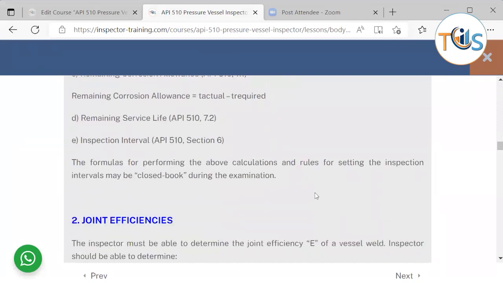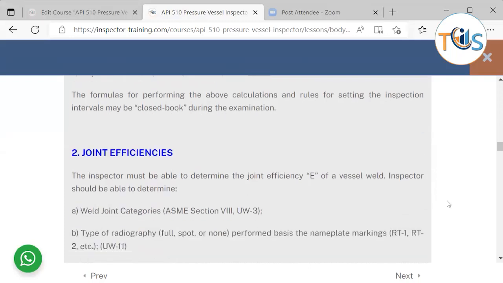So based on the corrosion rate, so that's normally say 1 mm per year, you can see how much corrosion allowance is left, and depending on the corrosion rate, you can do a simple division and then find out the life of the vessel. And normally they use a half-life rule, so divided by 2, you find the next inspection interval. And these calculations are mostly closed book.